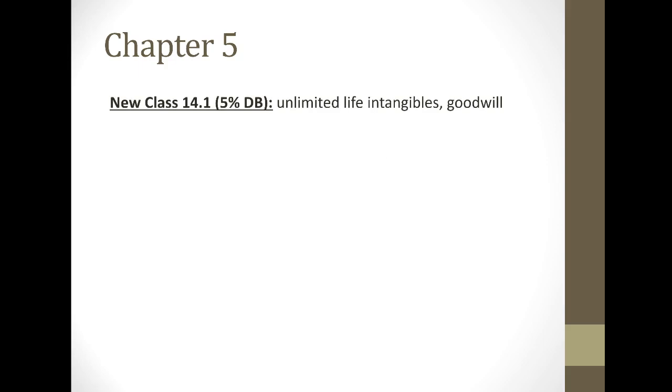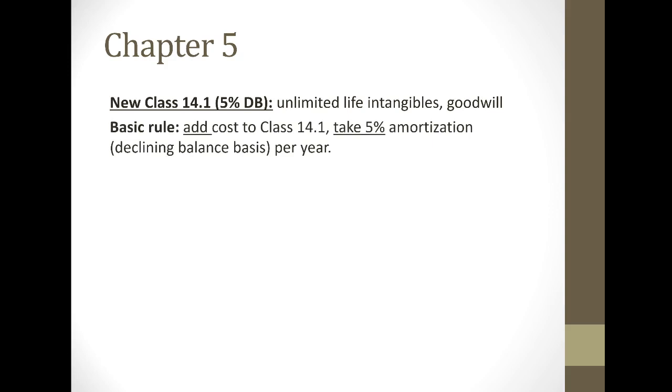Moving on to the next slide, we talked about this new Class 14.1. Class 14.1 was introduced in 2017, and it relates to unlimited life intangibles and also goodwill. The way this class works is pretty straightforward. It's very similar to the way we calculate CCA with declining balance classes, and this is a 5% declining balance class. Whenever you acquire unlimited life intangibles, you add the amount to Class 14.1 and you take 5% amortization on a declining balance basis per year. The half-year rule applies, so nothing different there.